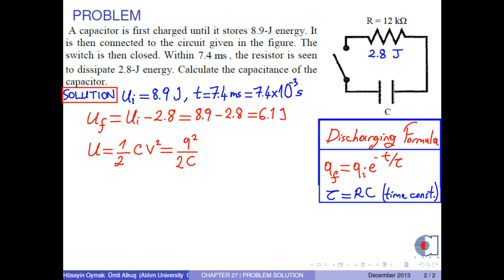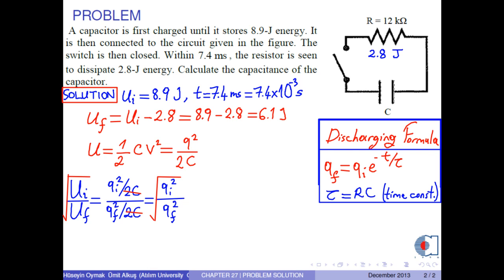Anyway, the ratio of the initial energy to the final energy is Q initial squared over 2 times the capacitance of the capacitor over Q final squared over 2C. The 2C's cancel each other. Now, we obtain Q initial squared over Q final squared. Since both sides are positive, we can take the square root of both sides. So, we obtain square root of U initial over U final equals Q initial over Q final.